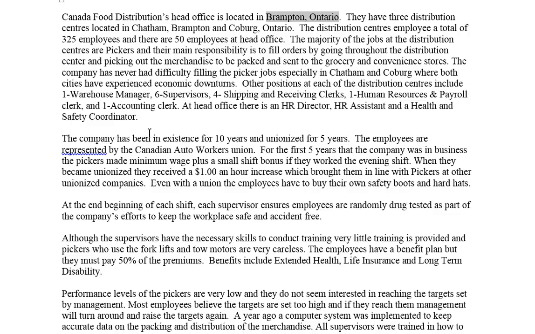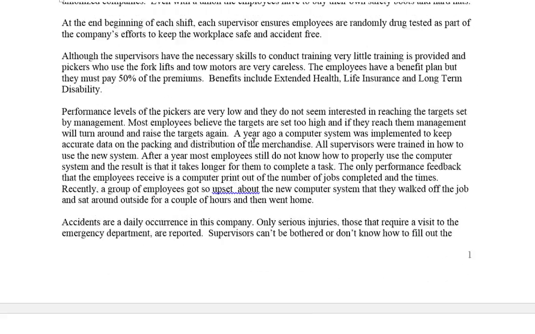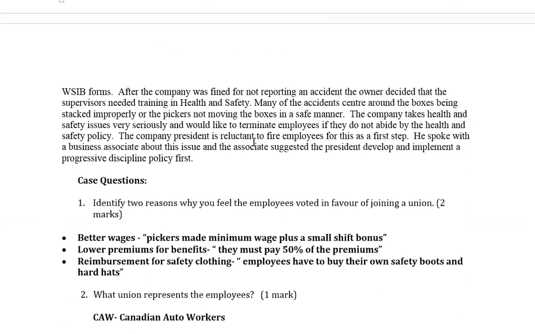And you're going to see as you read the case that there are some human resources issues related to the environment, as well as the unionization of the environment. And we're going to look at some of the things that we might identify as issues and come up with some potential solutions based on the questions in the case.